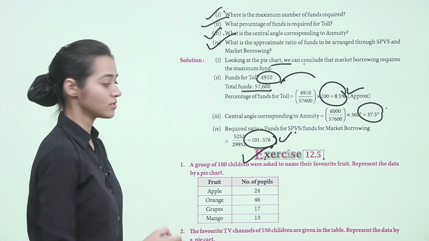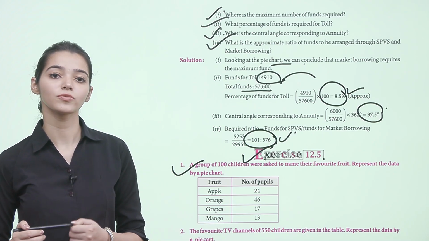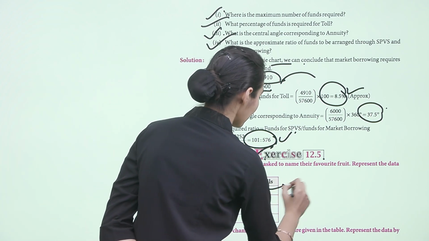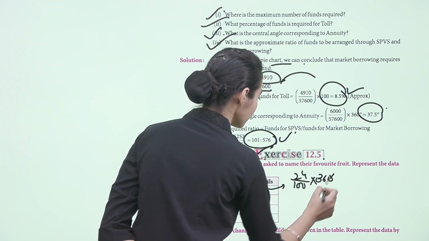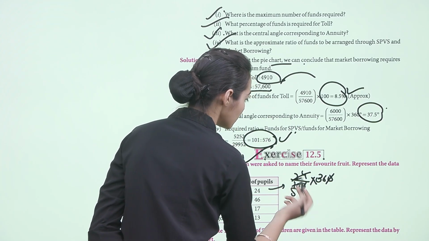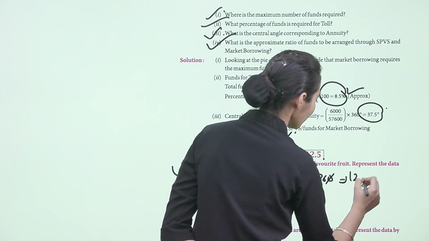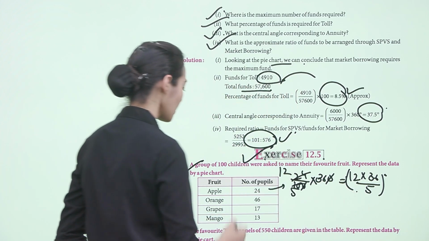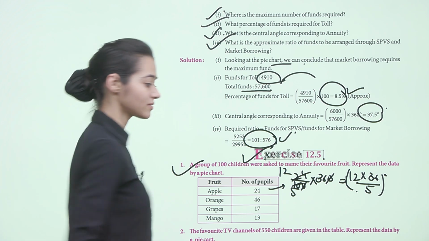Next is our exercise 12.5. Here a group of 100 children were asked about their favorite fruit, and we have to represent the data using a pie chart. So the total is 100 students, and for apple it will be 24 by 100 into 360 degrees, that is cancelled. 2 fives are 10, 12, then here it is multiplied, 12 into 36 by 5 degrees. That's how you can find it for orange and grapes as well. That's how you can solve the remaining ones.